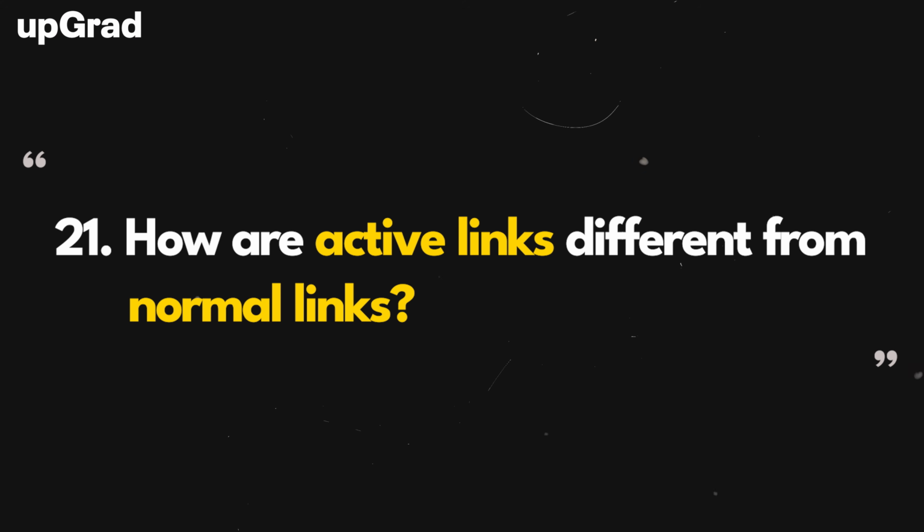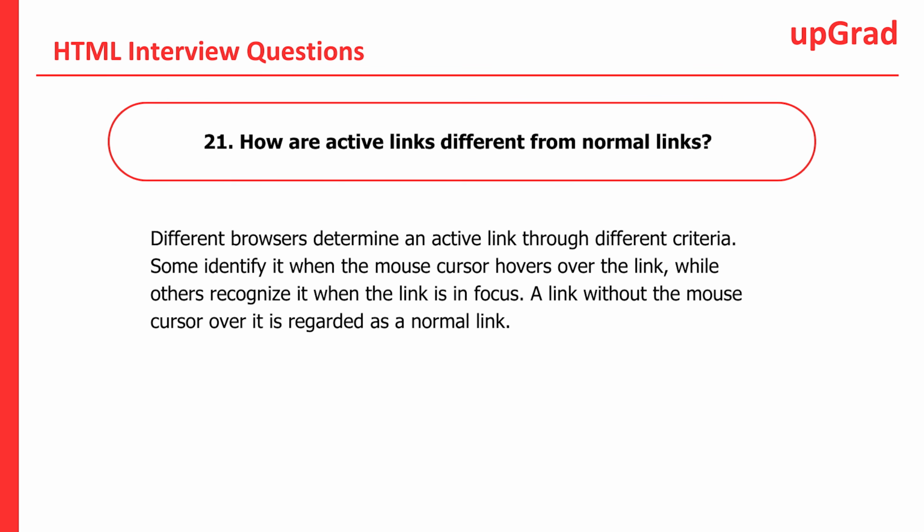Question number 21. How are active links different from normal links? Different browsers determine an active link through different criteria. Some identify it when the mouse cursor hovers over the link, while others recognize it when the link is in focus. A link without the mouse cursor over it is regarded as a normal link.